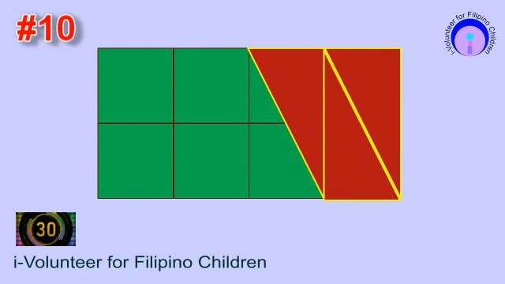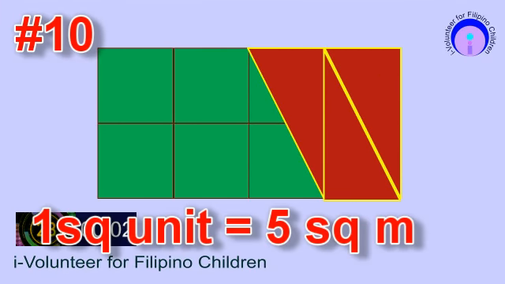Item number 10. If 1 square unit is equal to 5 square meters, what is the area of the red shaded part? You still have 5 seconds to finish.